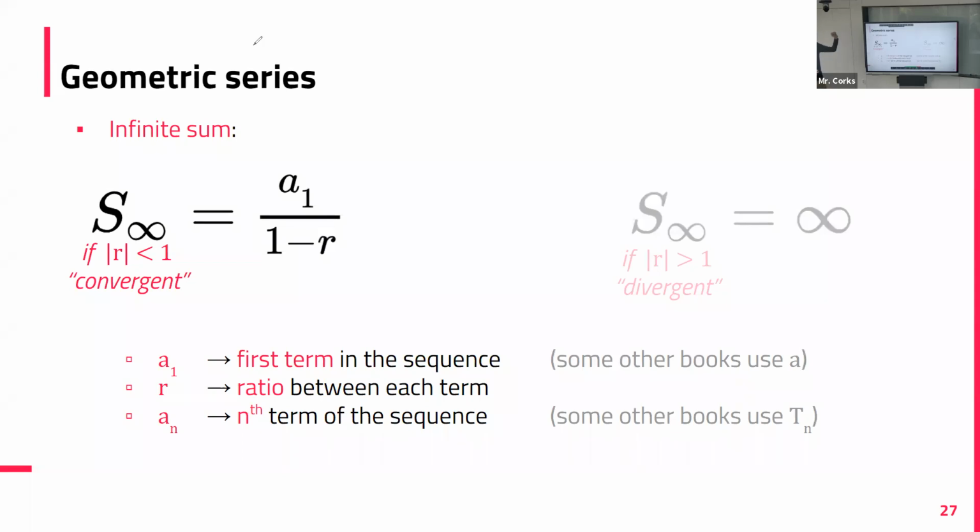So if our R value is less than 1, and we add up all the numbers to infinity, the answer is not positive infinity or negative infinity. It's just some number. It's like 5 or 22 or -6 or something. It's just some regular number.